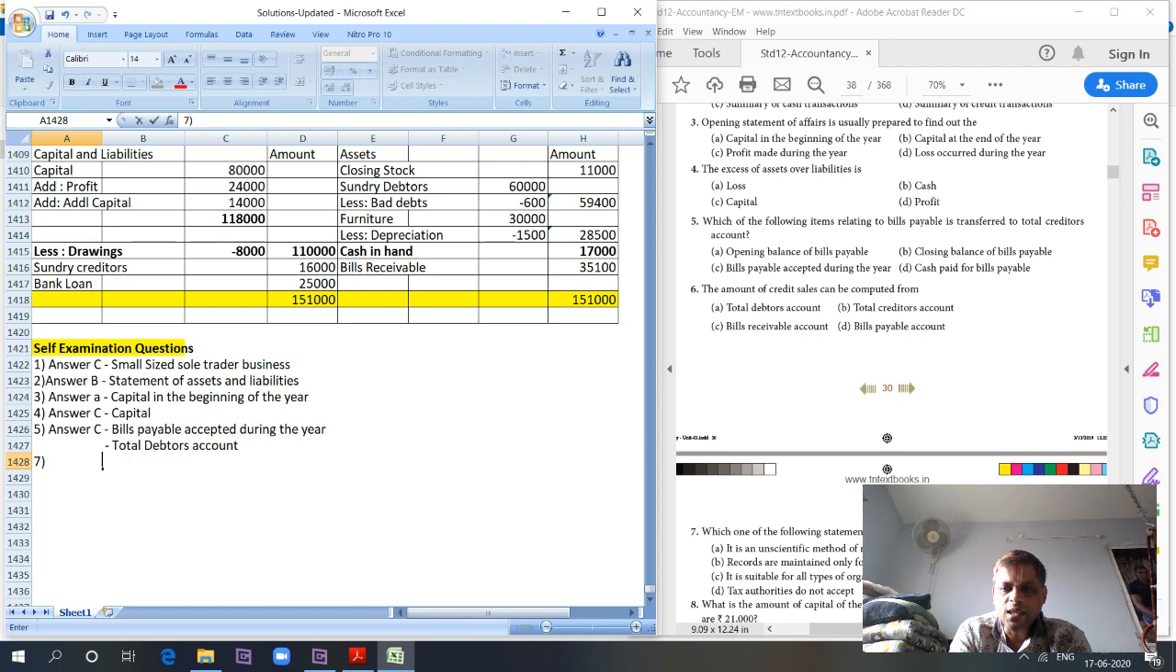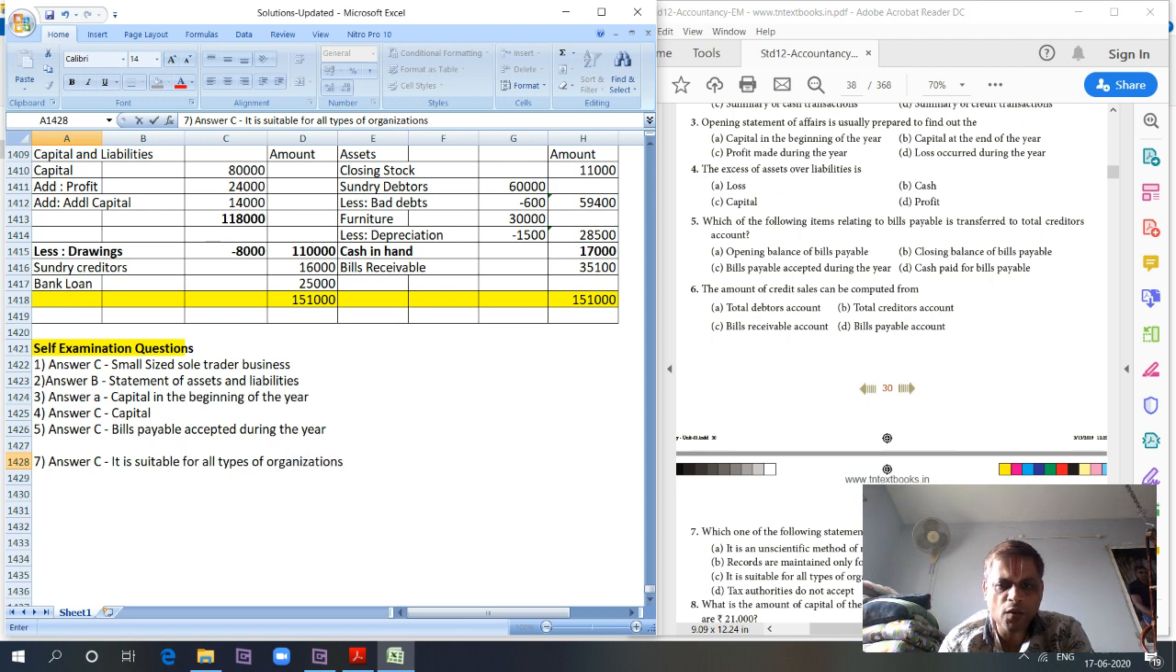Which of the following statements is not true in relation to incomplete records? It is an unscientific method of recording transactions. Yes, it is true. Records are maintained only for cash and personal accounts. Yes, definitely. It is suitable for all types of organization. No. Answer is C. It is suitable for all types of organization.